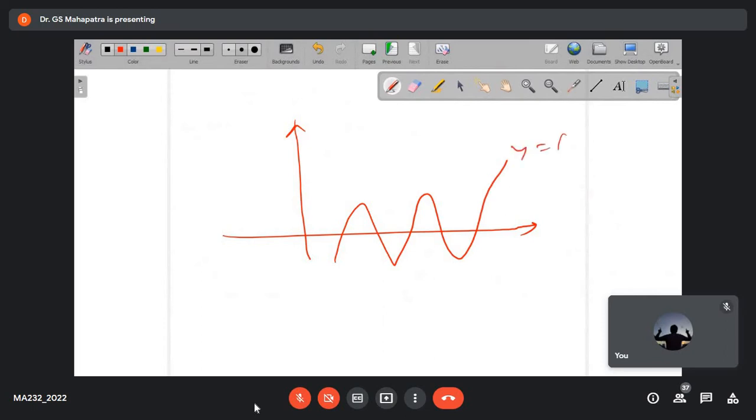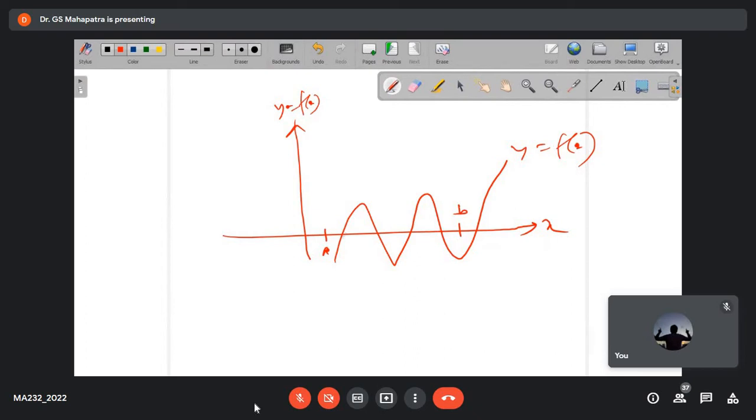y equals f of x. Now the points are a comma b; say this is the interval. How many solutions are there? 4, sir. 4 solutions are there. Fine, so find that one.